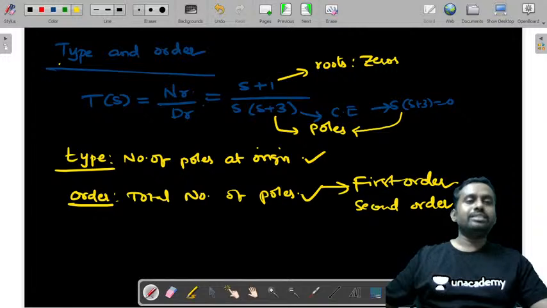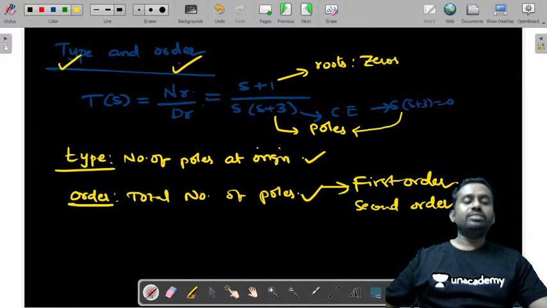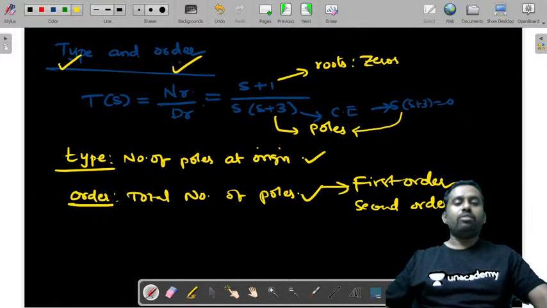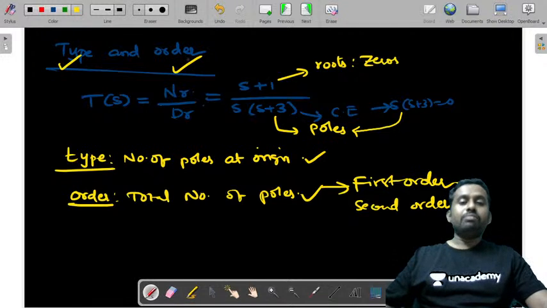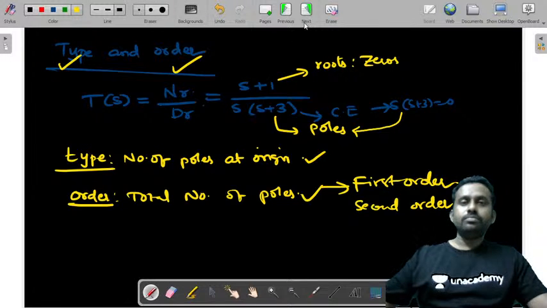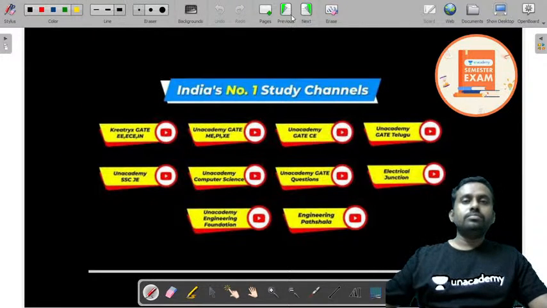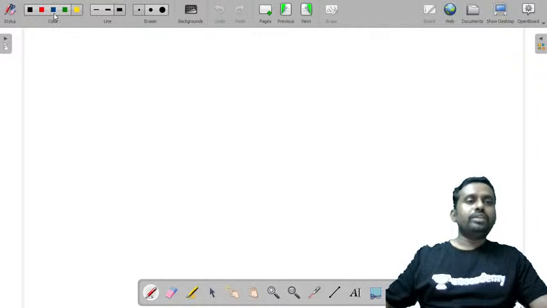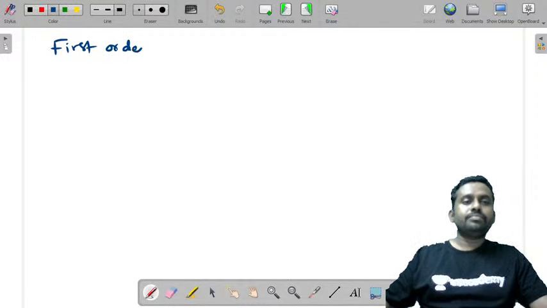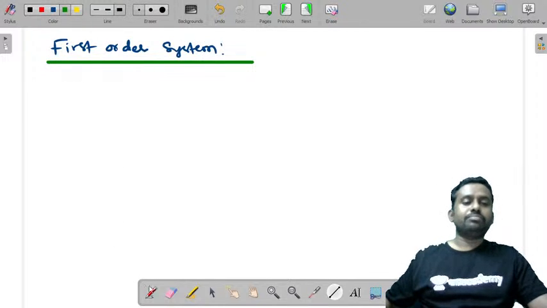So you have understood what is type and order of a system. The type of a system is the number of poles at the origin, and the order of a system is the total number of poles present in the given system. So let's consider a first order system. Also, the order of the system denotes the number of energy storage elements present in the system.